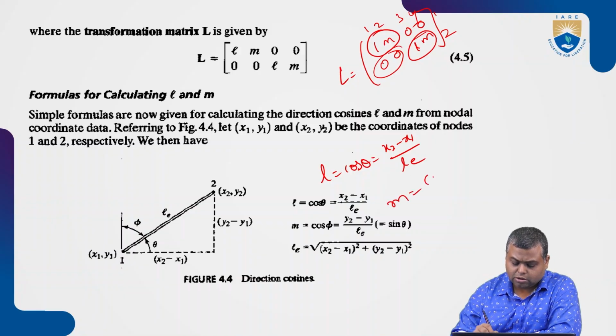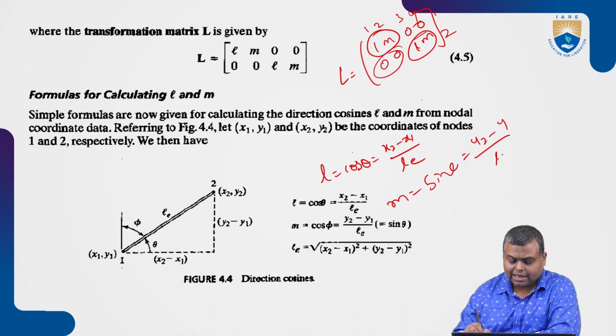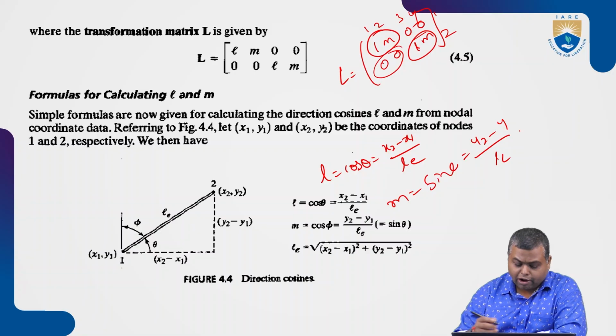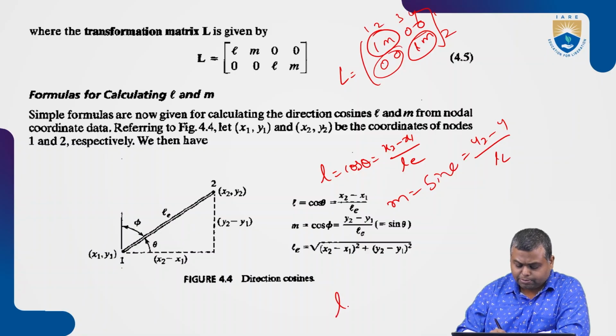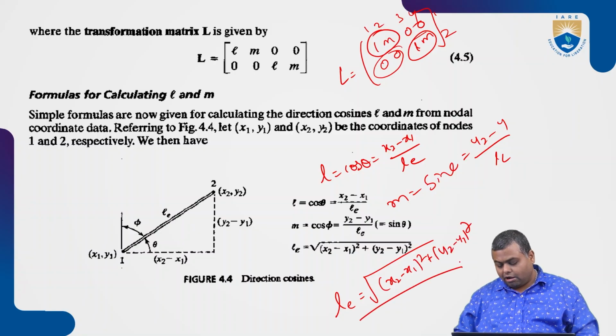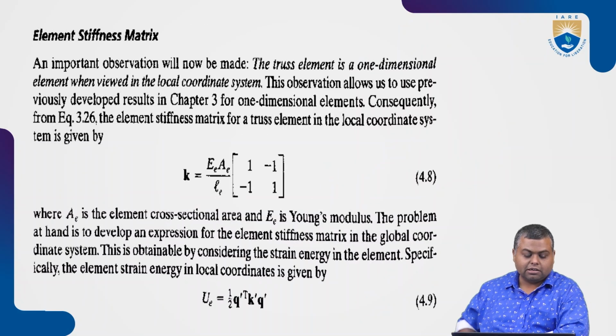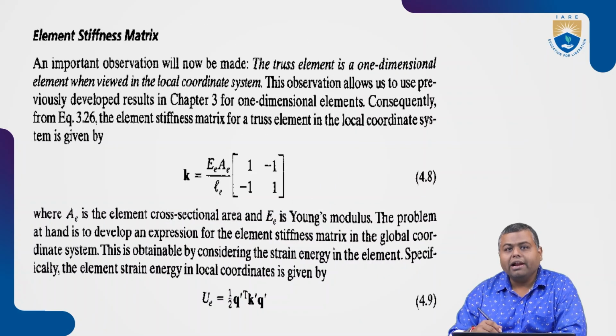M is equal to sin theta, which is (y2 minus y1) by L. So, if I want to find the hypotenuse, it will be the distance between 2 points, that is square root of (x2 minus x1) whole square plus (y2 minus y1) whole square. So, by substituting all these differences in the equation, I will find the K matrix.